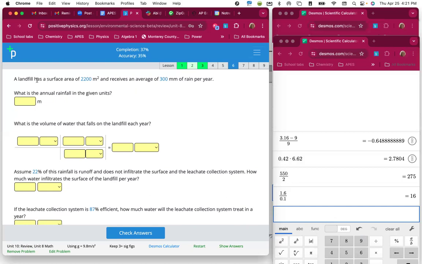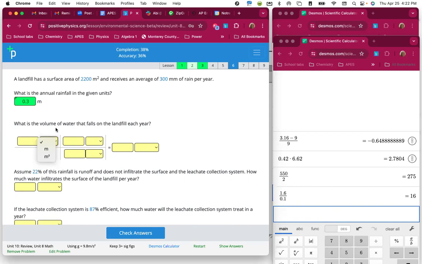So I have this one. First, there's a surface area of 2,200 meters squared and an average 300 millimeters of rain per year. So first, find the annual rainfall in meters given units. So I'm going to change that 300 to 0.3. And then what is the volume of water that falls on the landfill each year? So I'm going to look at the units, and this is how I teach it to my students. The drop downs provide a really good scaffolding for the kids to think through how they need to set up their problem until they can build up the skill to be able to do those on paper by themselves when they're practicing free response questions.